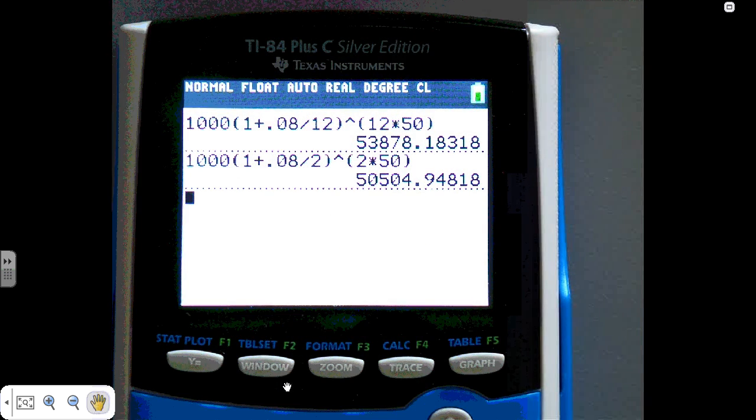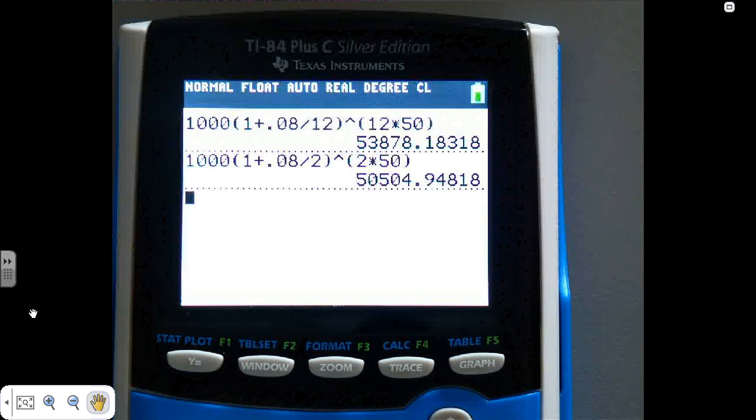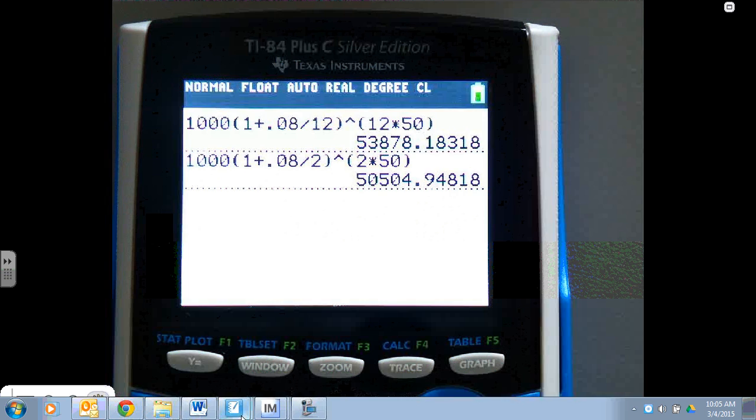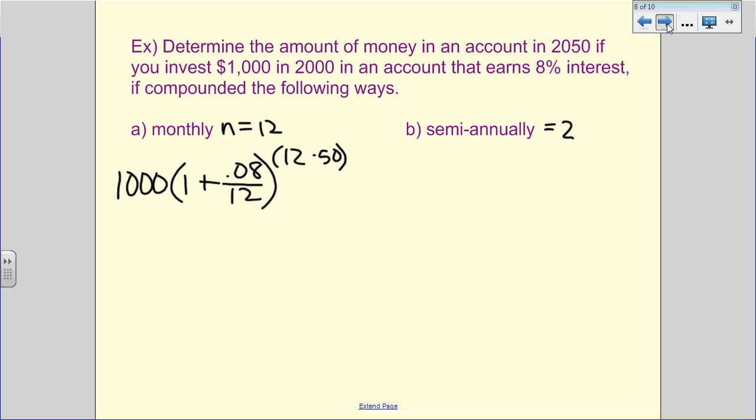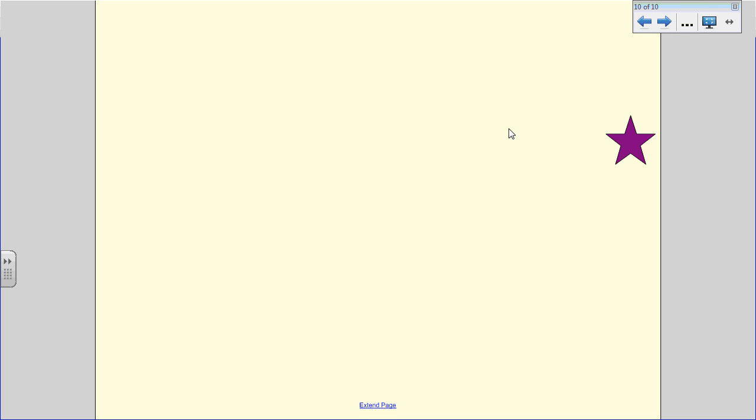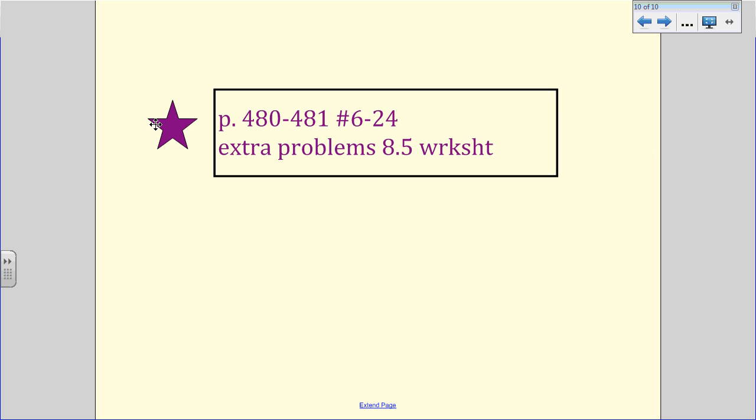All right? Ladies and gentlemen, any questions over what we just did today? I guess most of your questions are probably going to come with the calculator, so we definitely need some in-class work time. So if we take a look at what your agenda said, your agenda has page 480 to 41, number 6 through 24, and then the extra problems with 8.5.